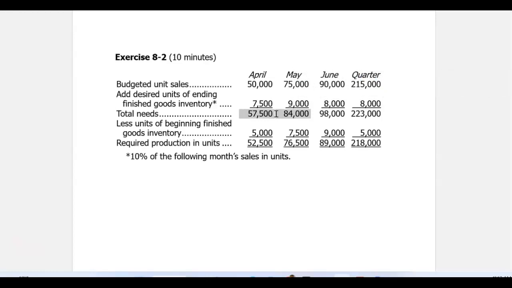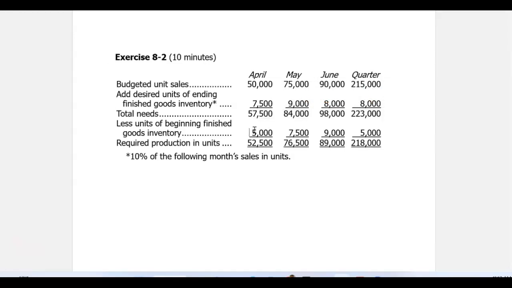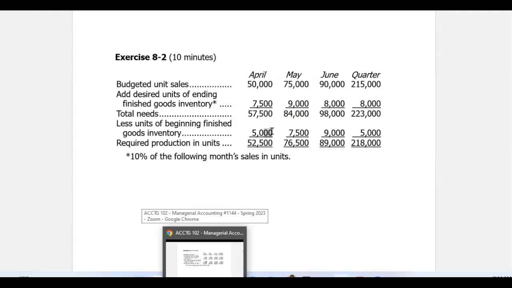57,500 for April. However, you know that there is 5,000 already existing in the inventory from end of March. So 57,500 minus 5,000 end inventory at the end of March gives us 52,500 units that you need to produce. So you need to know what the production is, and for April it is 52,500.